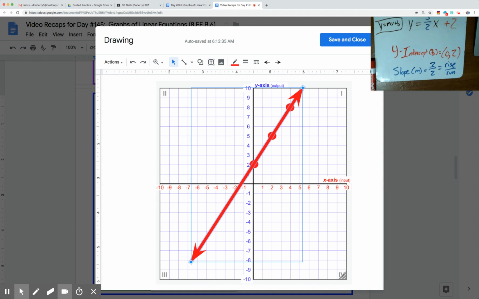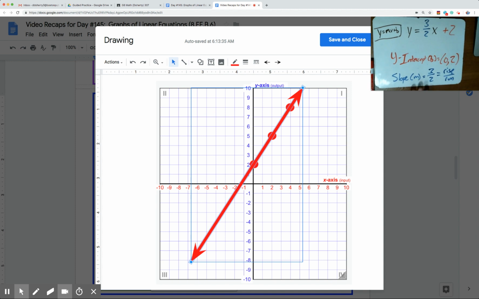And this equation, y equals 3/2 x plus 2. This graph is showing us lots of other possible solutions. Each point on the red line would be another solution pair for this equation up here.